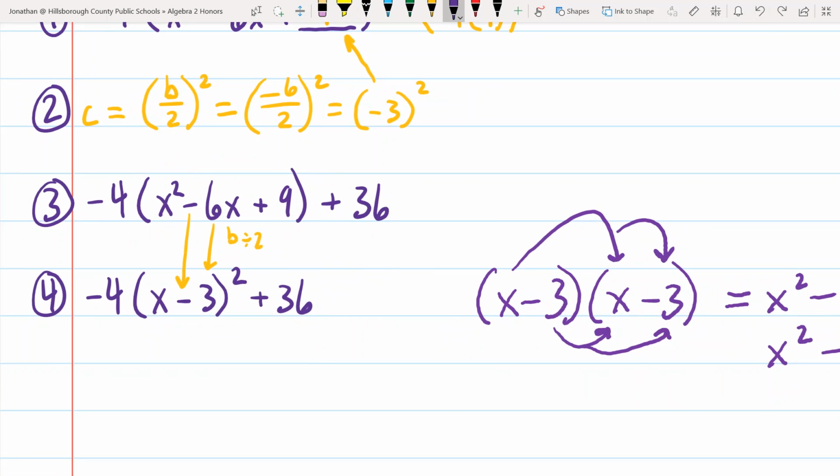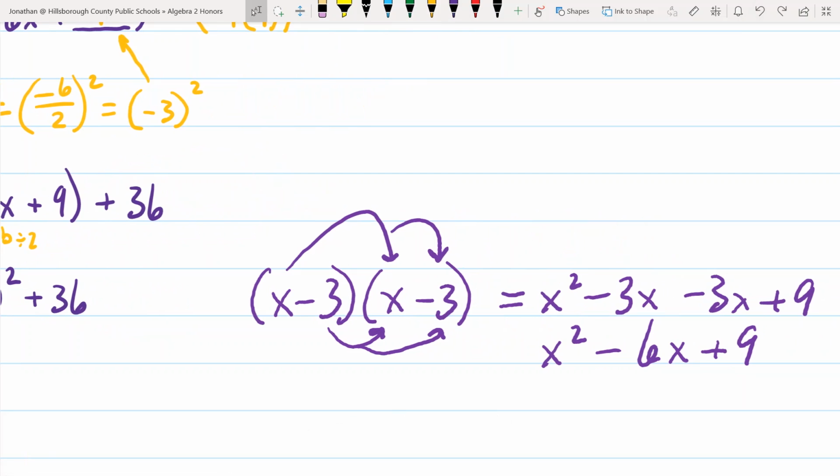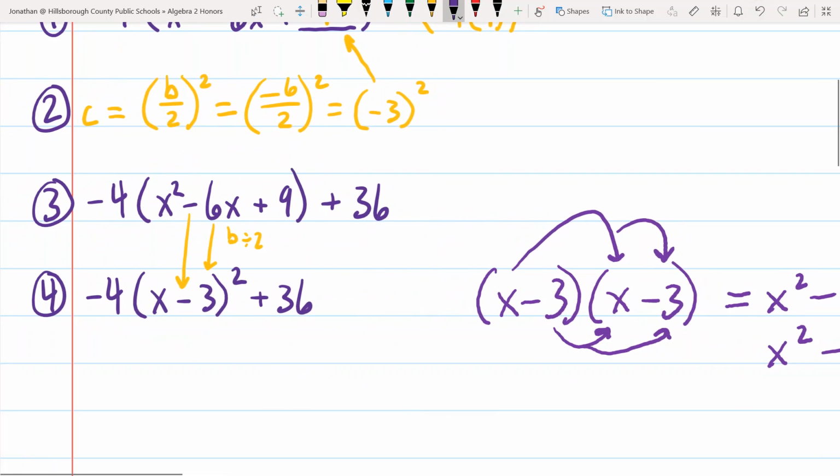I think of it as a slinky. This is the slinky all stretched out. This is the slinky compressed back together. And here's the proof of that. x minus 3 times x minus 3. When we distribute everything out, we end up with x squared minus 6x plus 9, which is exactly what we had here. So to convert to vertex form, mimic the sign that is for b, and then cut b in half and put it here. That will always get you your vertex form.